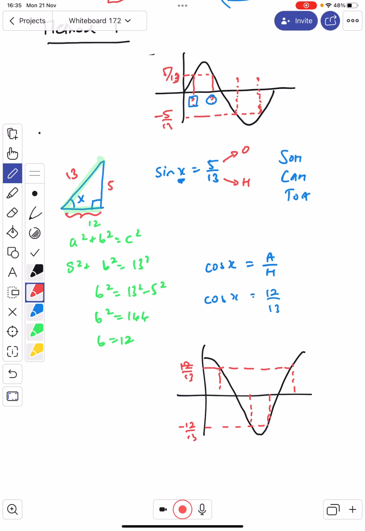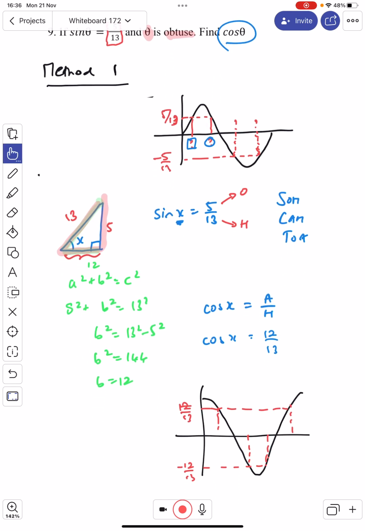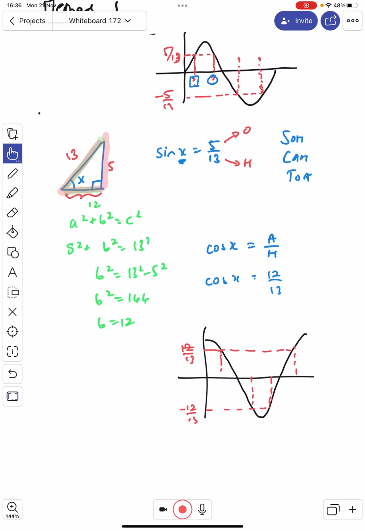Now this is where the method kind of comes together, because we have used the acute angle for the purposes of being able to use the right angle triangle. We know that we can only use a right angle triangle where the angle is acute. But we then go back to the question, and it tells us that theta is actually obtuse. So in our triangle we've used angle x because that is not theta. Theta is obtuse, whereas angle x is acute.